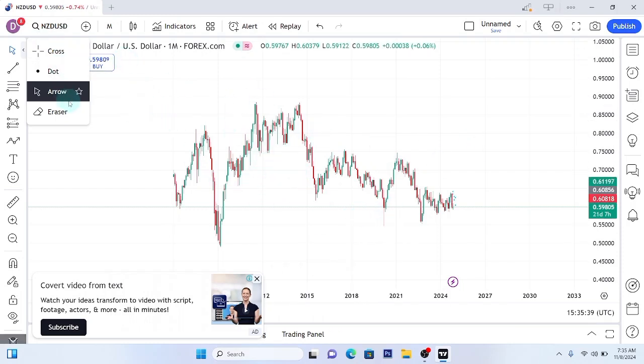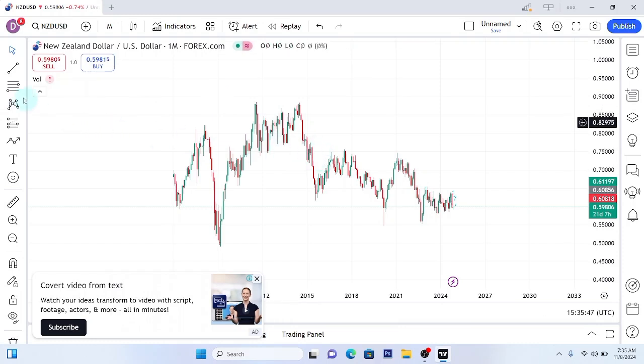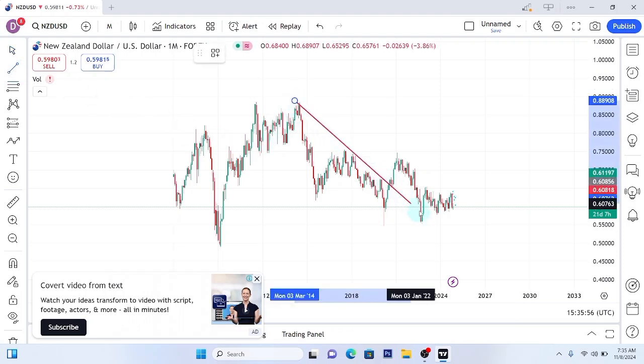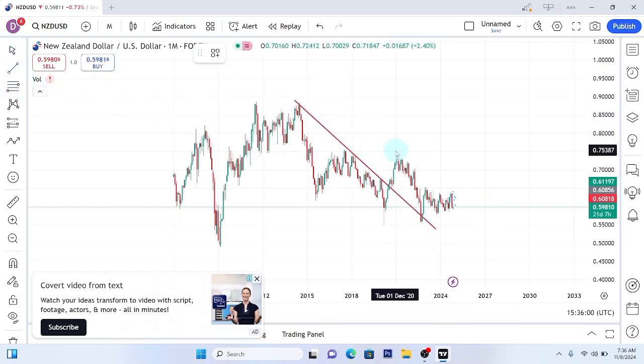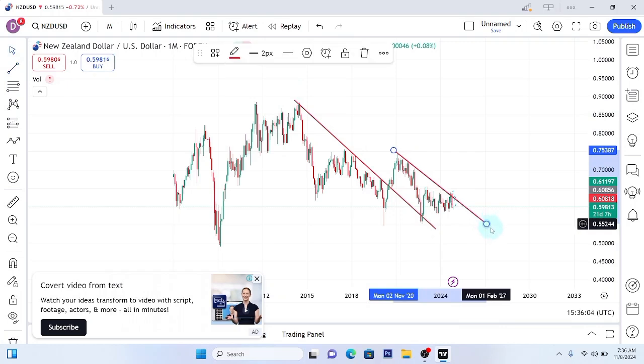Now on this chart, we are on NZD USD on the monthly time frame. What is the first thing you should identify on this chart? It is to know the direction of the trend. That needs to be ascertained. When you look at this chart, you can see that the direction of the trend is bearish.